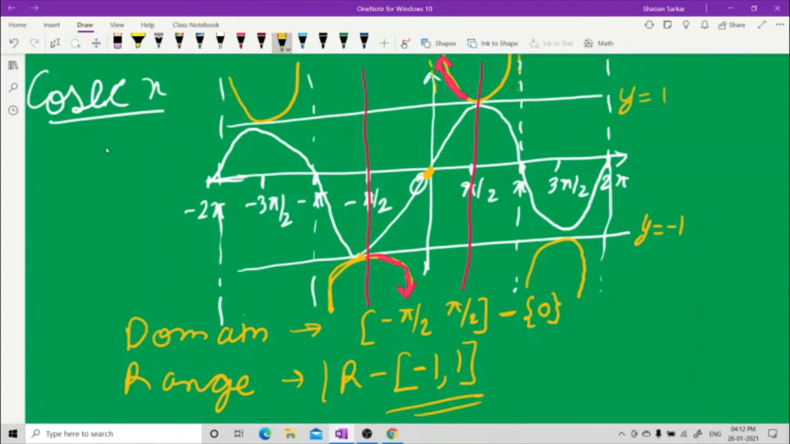And now my range will become, see, what can you see? This much part won't be there. So my range would be still minus 1 to 1, but now it is completely one function. This is my one function now, from which I have removed 1 and minus 1, the complete interval. Yes, this complete interval has been removed.